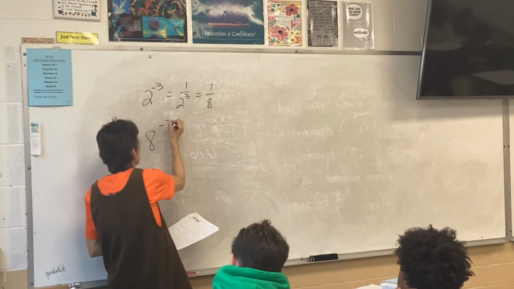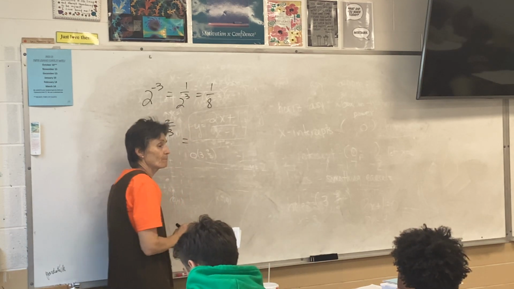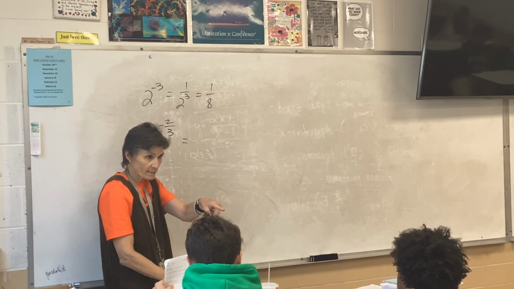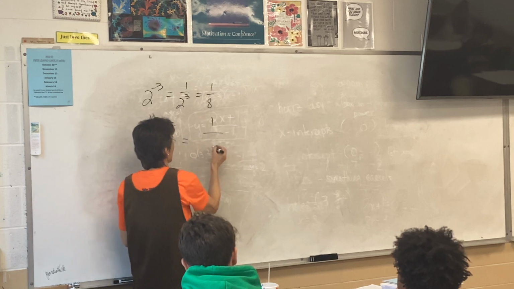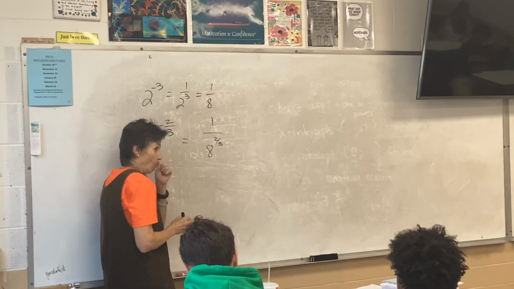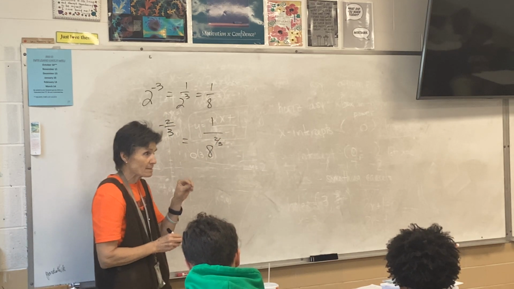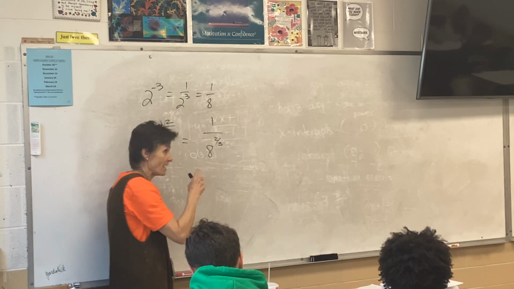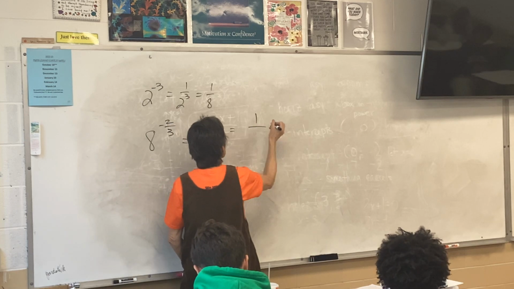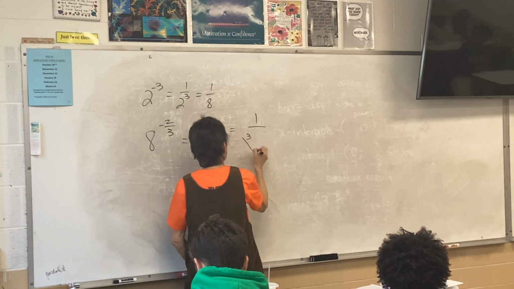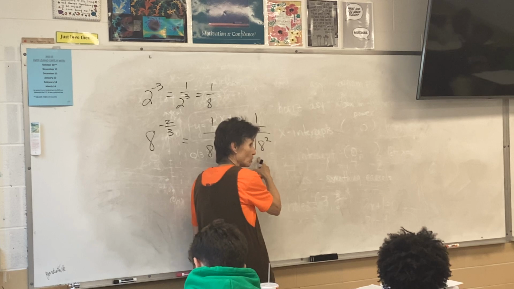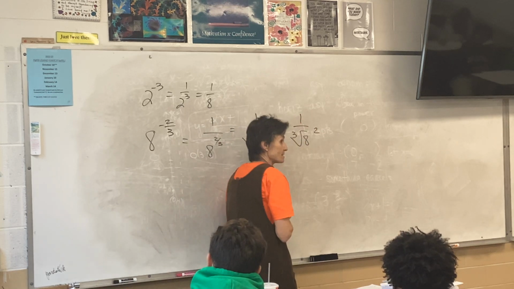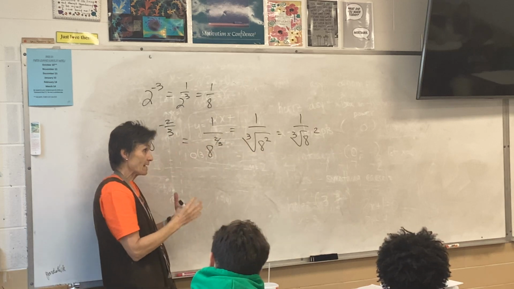What about 8 to the negative 2/3? Well, using Chris's idea, won't that be 1 over 8 to the 2/3? What does 8 to the 2/3 mean? The cube root of 64. Cube root of 8 squared, exactly. Now, Lewis, you can think about it like this, which is how you thought about it. Sometimes it's easier to think about it like this, depending on the size of the number.